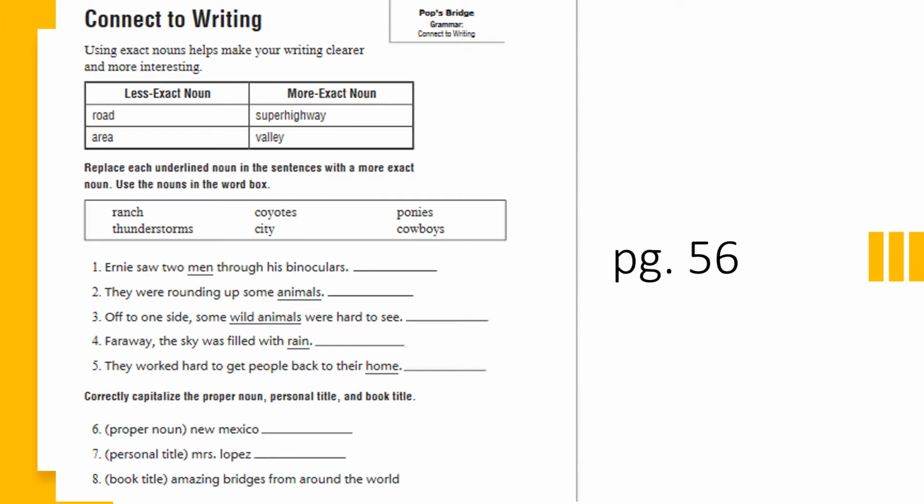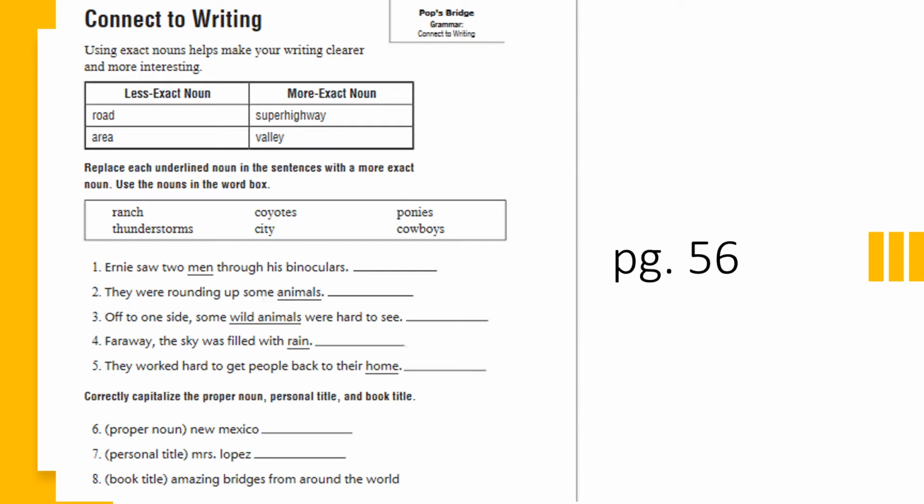Area can be any area. A more specific noun is a valley. A valley is a kind of area. So, what you have to do is, for numbers 1, 2, 3, 4, and 5, you have underlined nouns in each one. You have to replace them with a specific noun found in the word box.